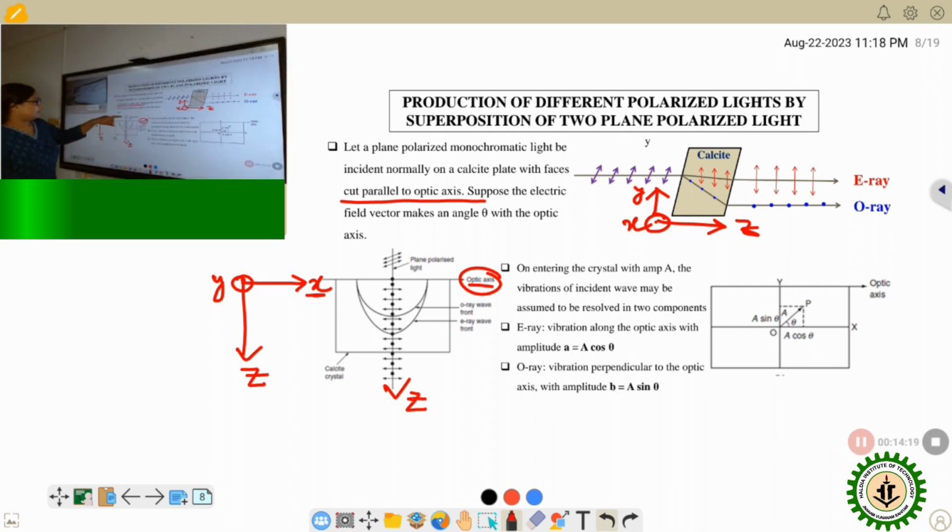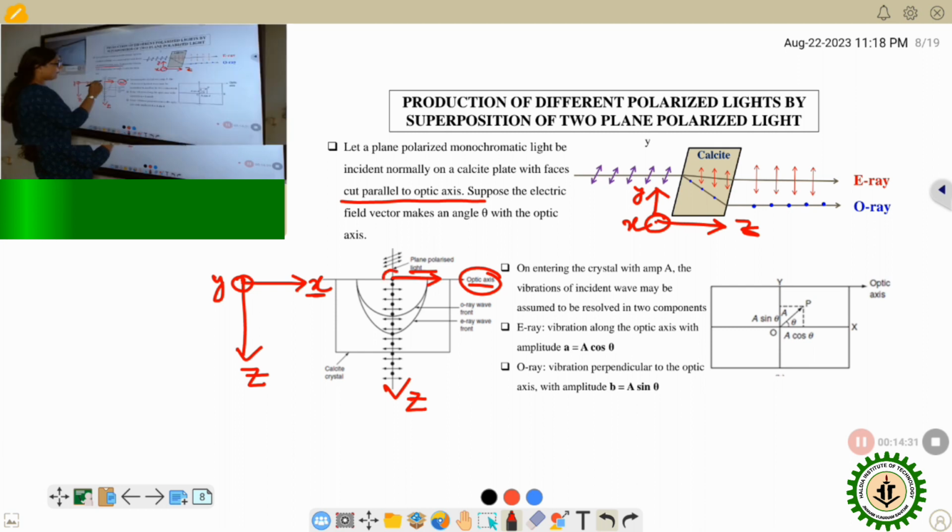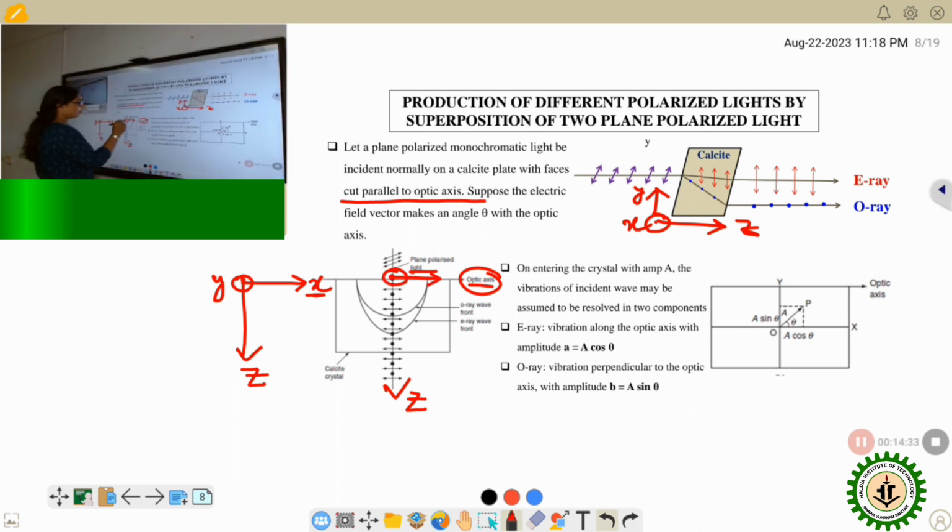So the incident plane polarized light will have two components, one parallel to the optic axis, the other perpendicular to the optic axis. The ray which is parallel to the optic axis will be called the E ray. The ray which is perpendicular to the optic axis, given by the dot, is called the O ray.